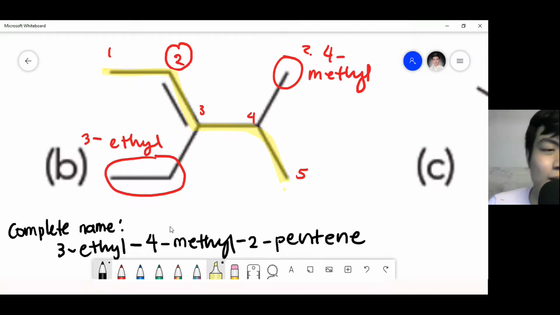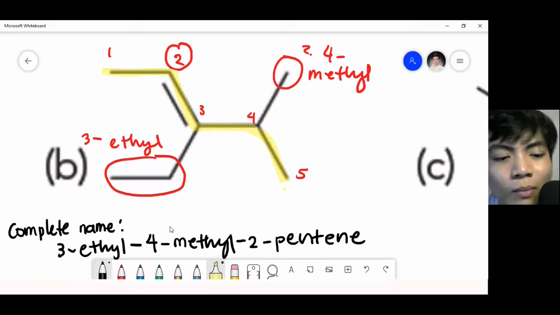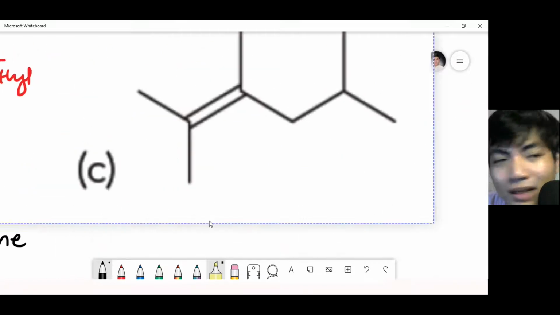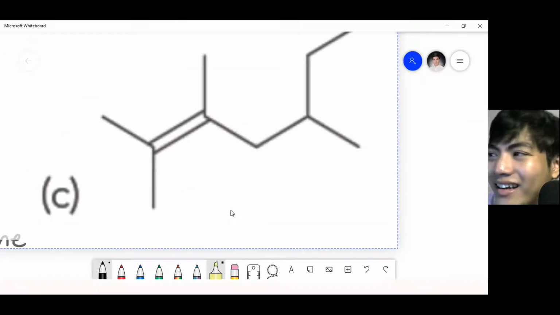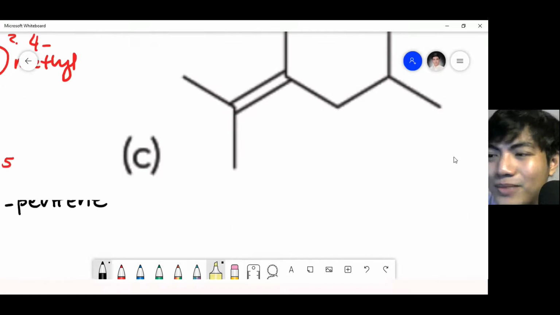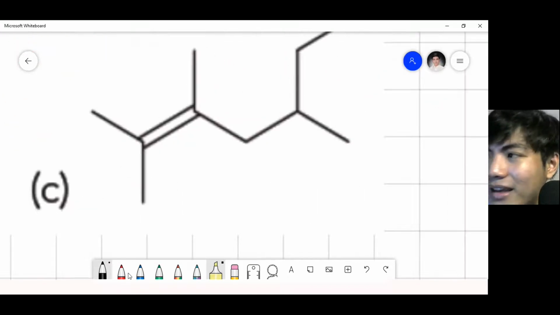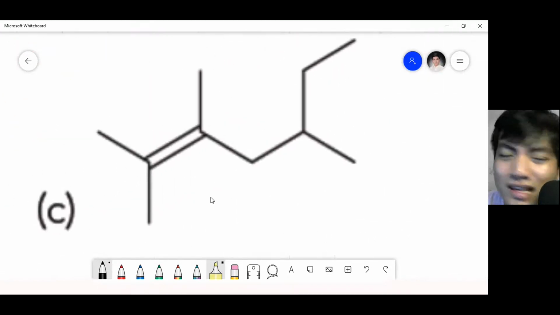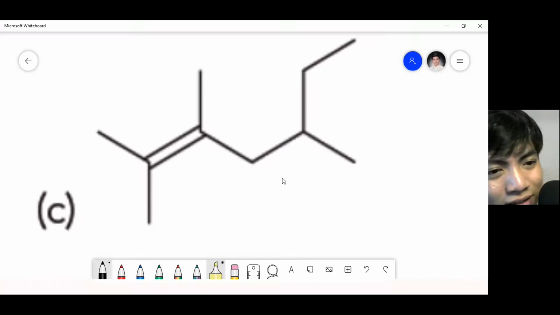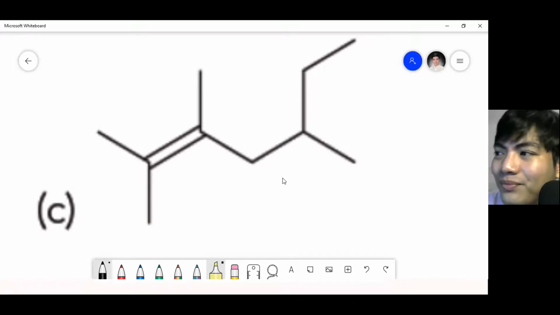Okay? So, yan. Last one. For the alkene, last one. Marami pa tayong i-cover. Ayan. Oops. Something happened here. Okay, so for letter C, this one's kind of weird.